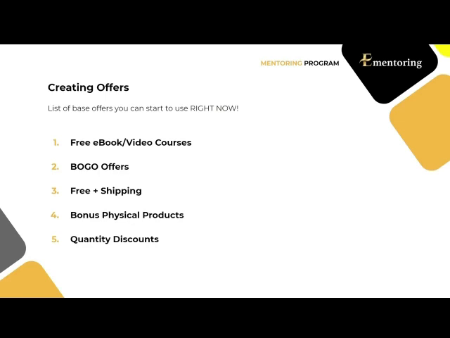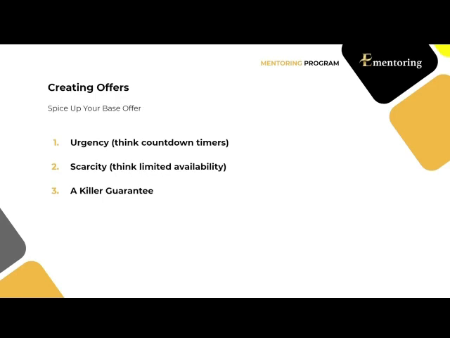Now that you know what base offers you can choose from, we actually need to spice it up a bit more. Even though these are powerful enough on their own, well, at least the first 4 of them are powerful enough on their own to really boost your sales to an absurd level, we want to make it even better. The way we do that is by incorporating urgency, scarcity, and a killer guarantee. Now, you need to make sure you have at least 2 of these. Have all 3, which would be amazing, but you need to have at least 2 of these. A killer guarantee is a must, and then you can choose between scarcity and urgency.